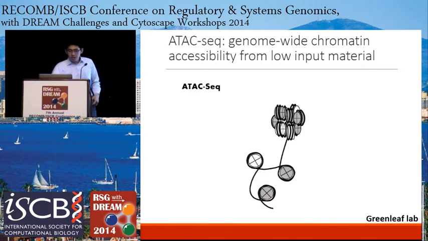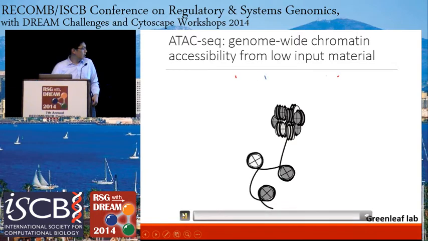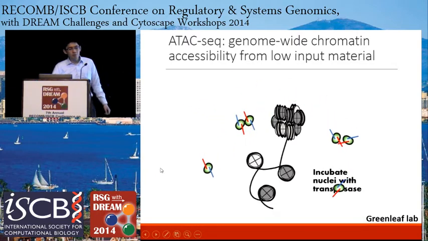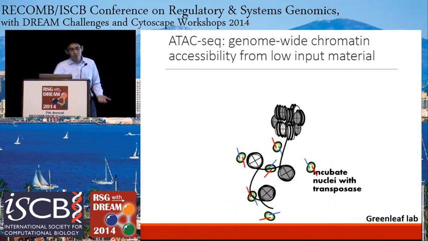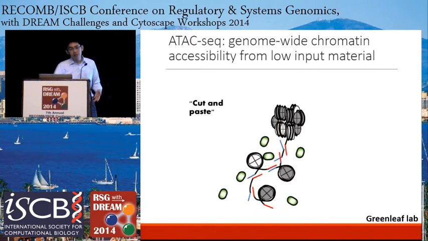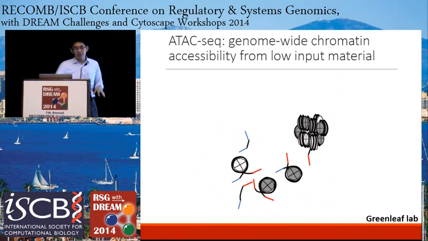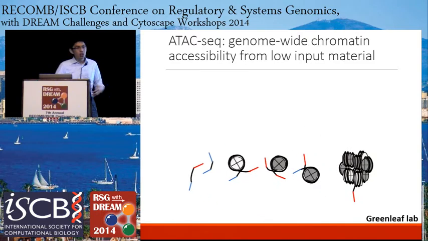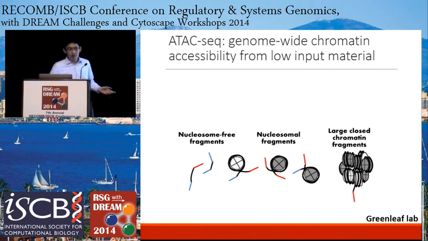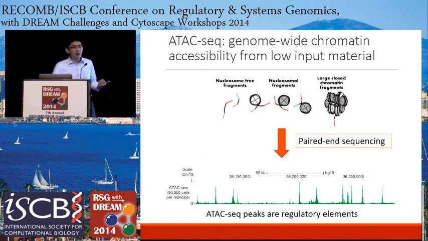The way that this works is that there are transposons loaded with sequencing adapters, which then cut the genome at accessible chromatin sites and insert these sequencing adapters. At the same time, this basically fragments the genome into different size fragments. We then sequence these fragments using paired-end sequencing to obtain a genome-wide map of accessible chromatin.